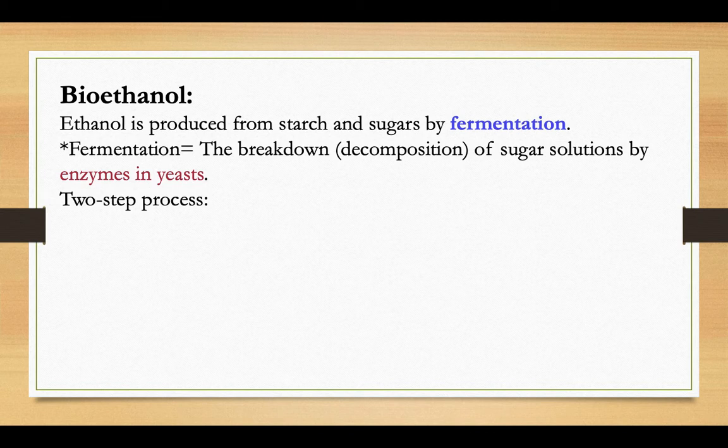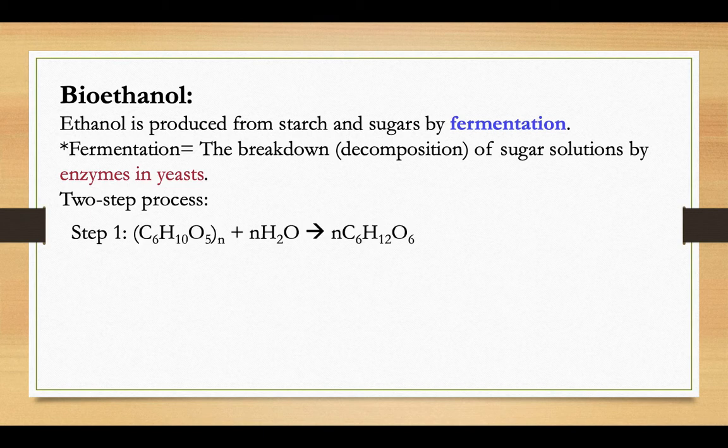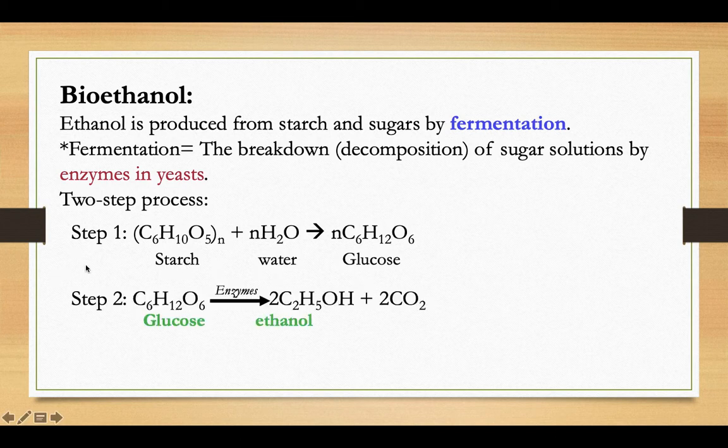Bioethanol is produced from starch and sugars, mostly plant materials, and it is done so by fermentation, which is the breakdown of sugar solutions by enzymes in yeasts. There are two steps involved. The first step is a hydrolysis reaction. We'll look closer at it in Unit 4. Hydrolysis reaction produces glucose from starch. And then the second step, through the enzymes, glucose is then turned into ethanol.